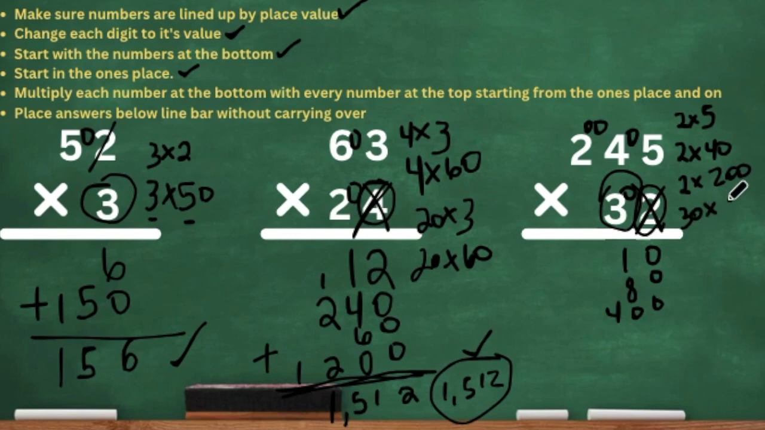So 30 times 5, which is 150. So I'm going to go ahead and place my 150 there at the bottom. Now next is 30 times 40. So the 30 times the 40, which is 1,200, right? So now I'm going to put the 1,200.